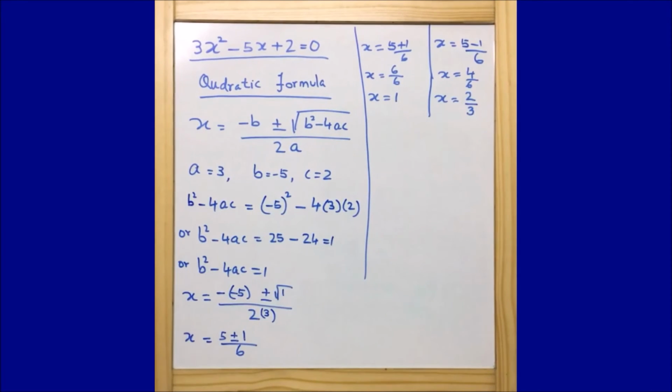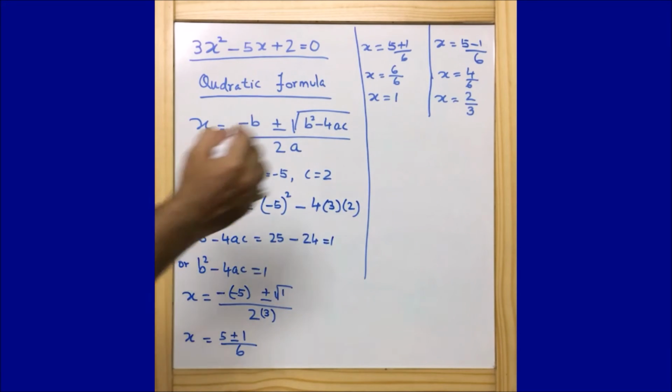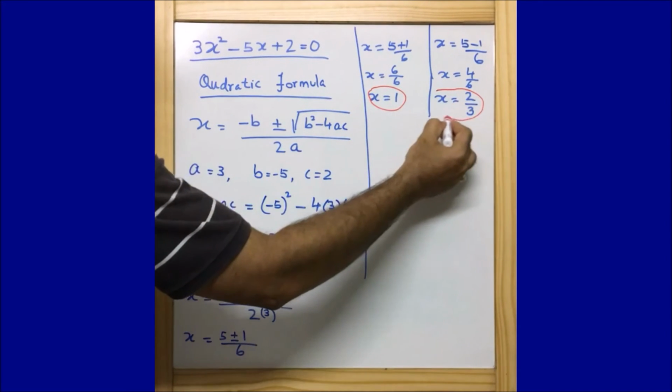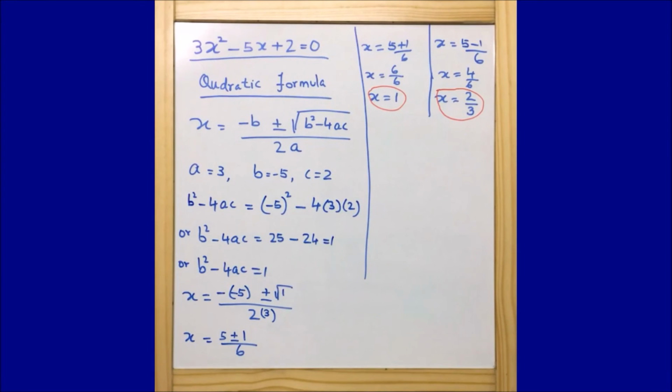So guys, the two values of x that we got here is, one is x is equal to 1 and the other one is x is equal to 2 by 3. Hope guys you understood this calculation or this process. This is very simple and very straightforward. So always use the quadratic formula. Wherever it has asked, use the quadratic formula and solve this equation.